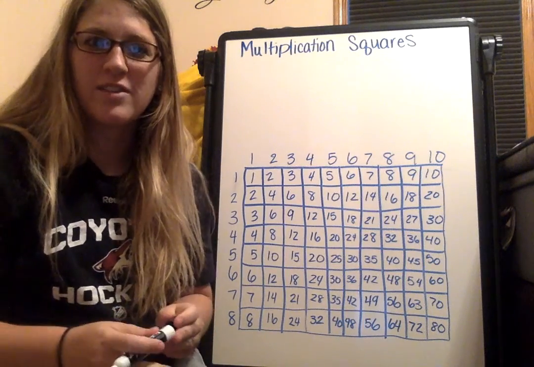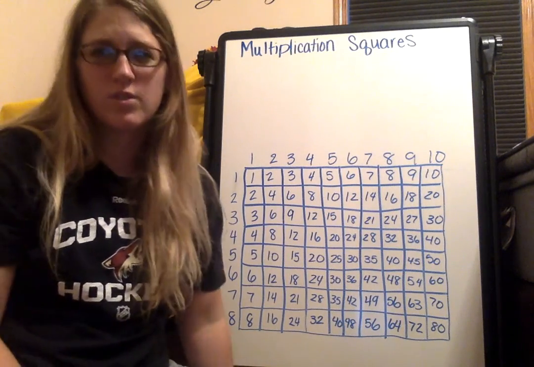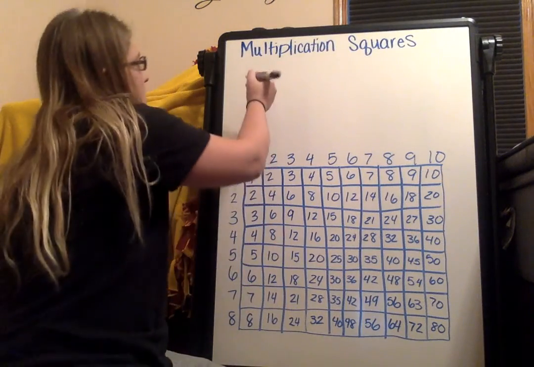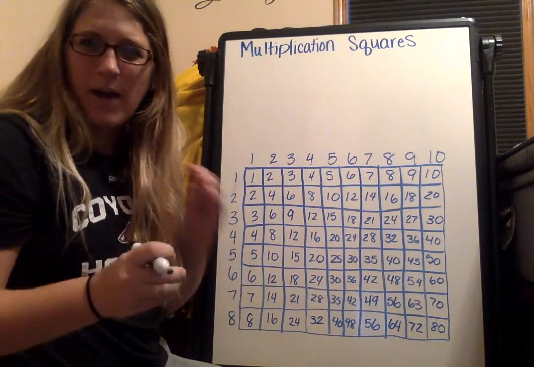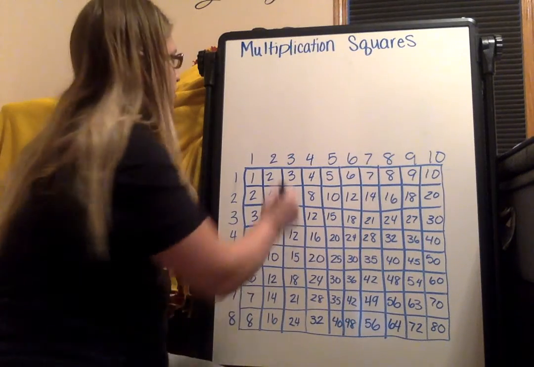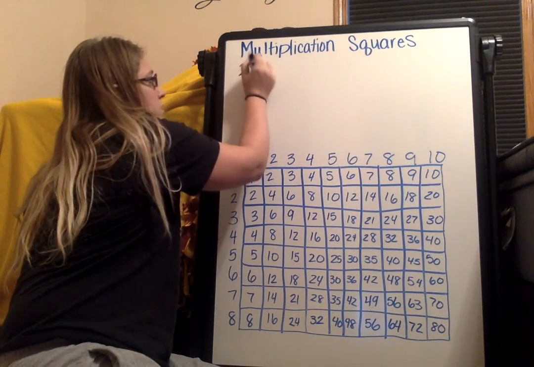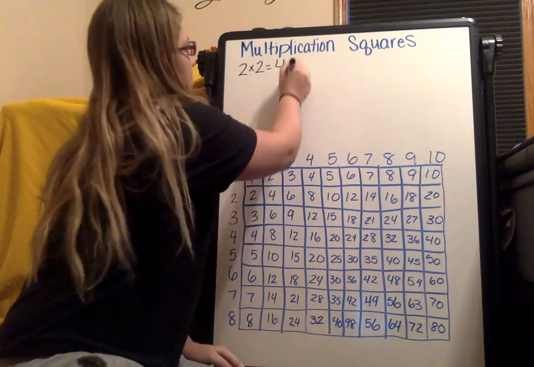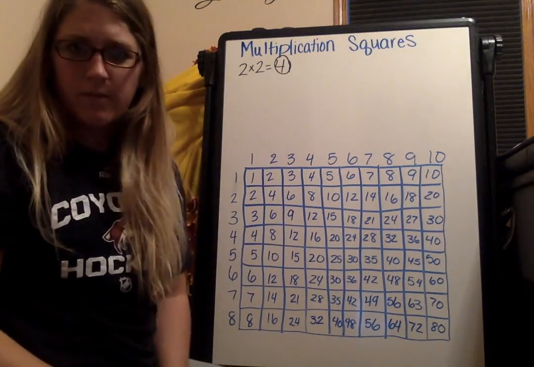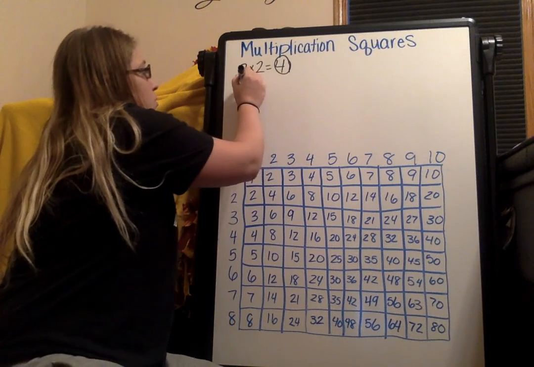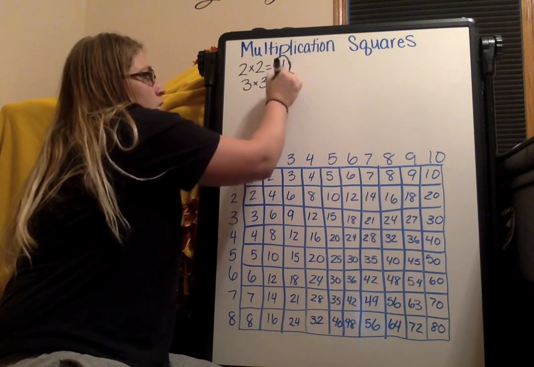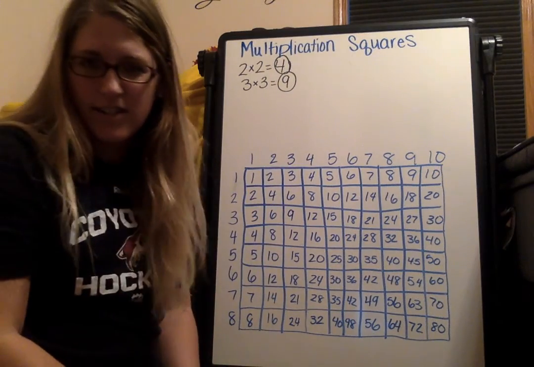Good morning. Okay, today we're going to talk about multiplication squares. All a square is in math means that I can take a number by itself and get that as an answer. So I can take 2 times 2 and get 4, which means 4 is a squared number. I can also take 3 times 3 and I get 9, so I know 9 is a squared number.